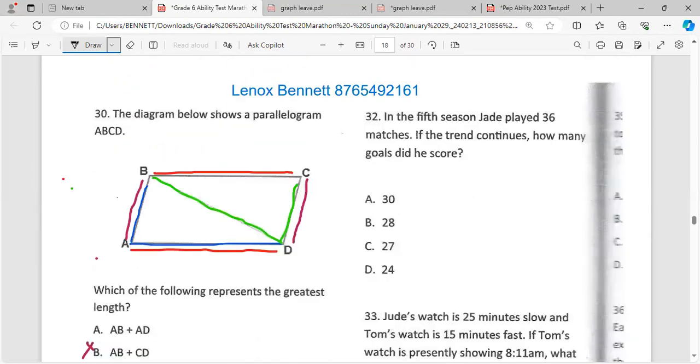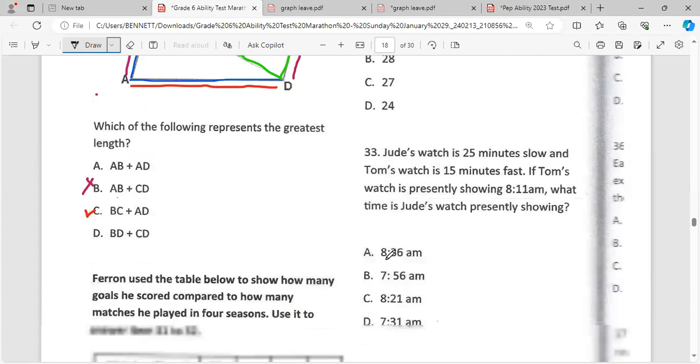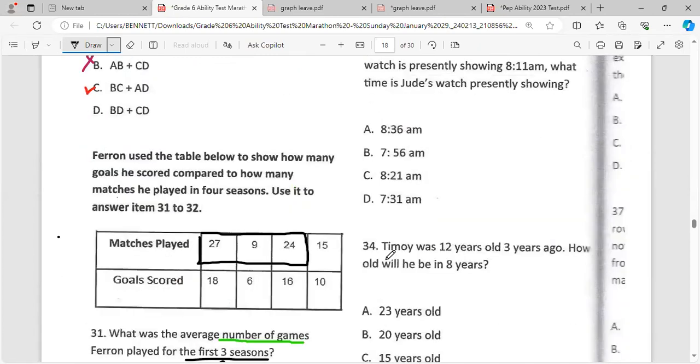Alright. Question 32 says, in the 5th season, Jade played 36 matches. If the trend continues, how many goals did he score? So let us go back to the table, because notice what they say, in the 5th season. You're going to tell them, based on the pattern, how many goals he is expected to score if he played 36 matches.